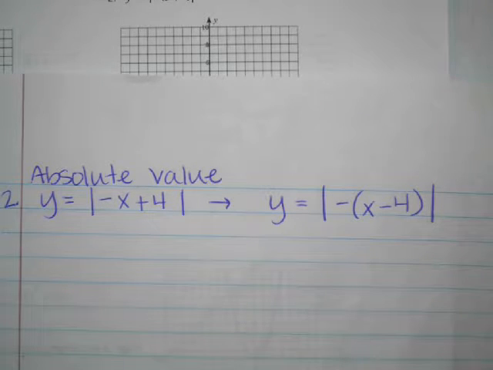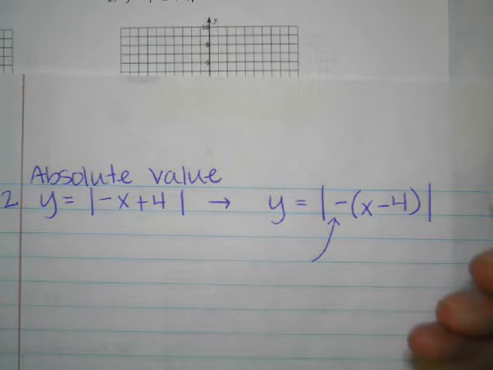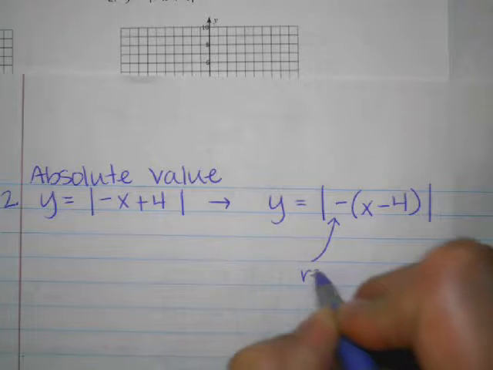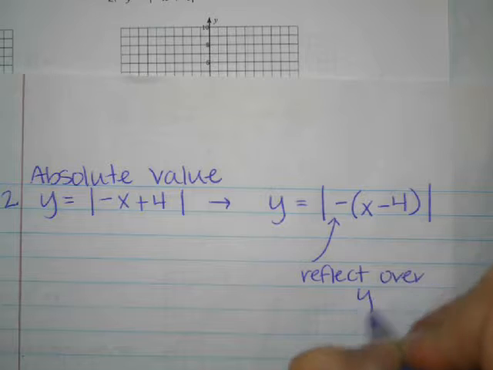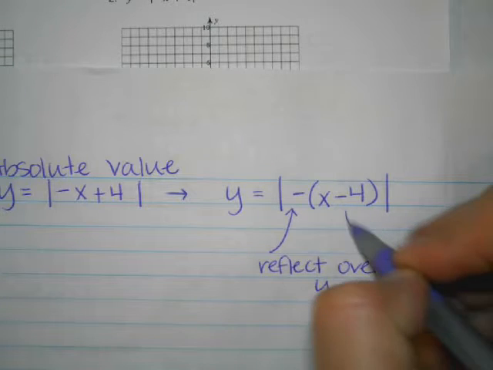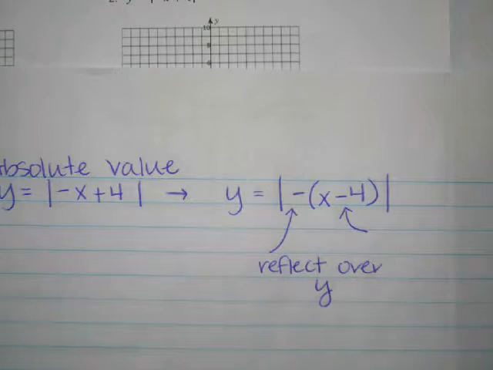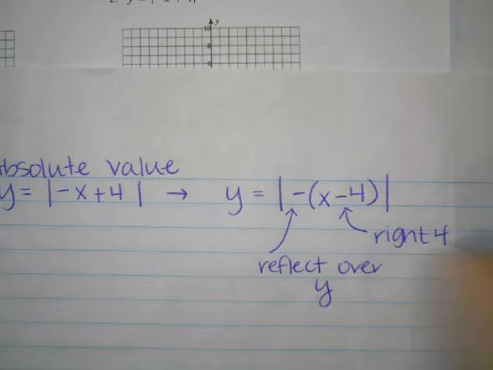So what are the transformations that are happening? Reflecting over the y, because it's on the inside, right? Reflect over y because it's on the inside. But which coordinate does it happen to? It happens to the x coordinate. Okay. And then what's our other transformation? Right 4. Okay.